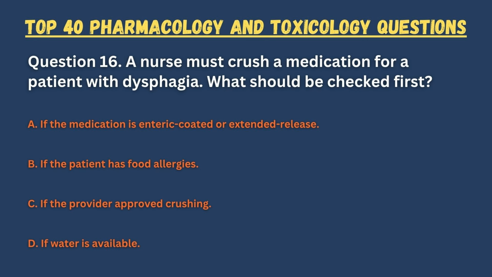Question 16. A nurse must crush a medication for a patient with dysphagia. What should be checked first? A. If the medication is enteric-coated or extended release. B. If the patient has food allergies. C. If the provider approved crushing. D. If water is available.